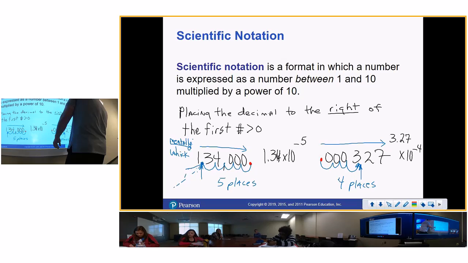Which way do I move to get original? Okay? Right now, this decimal is here in my head. Which way do I move it to get it back the way it was? To the right. So if I move it to the right, it's what? Positive. If I move it to the left, it's what? Negative.